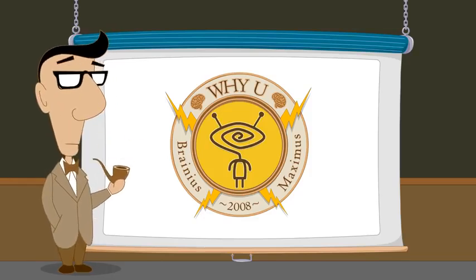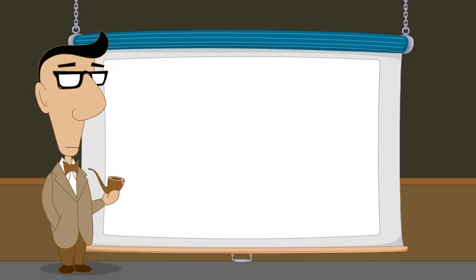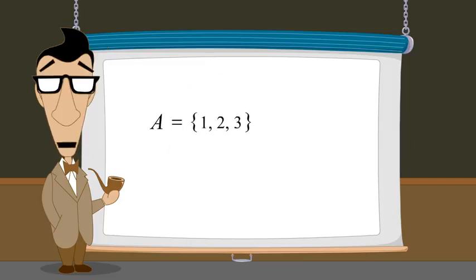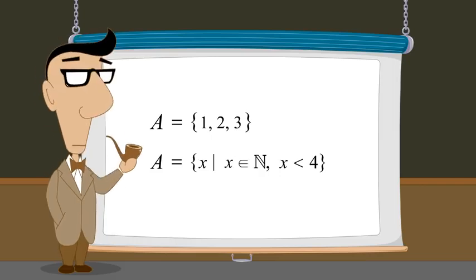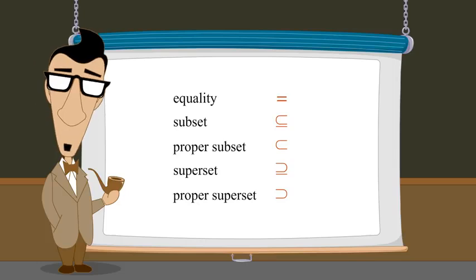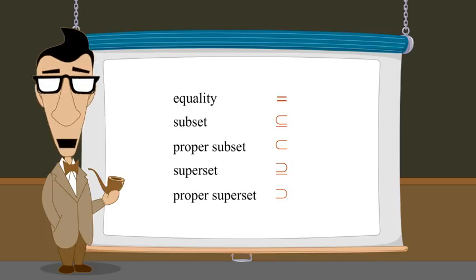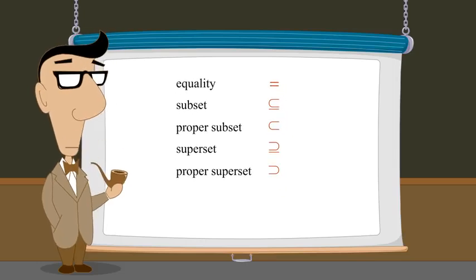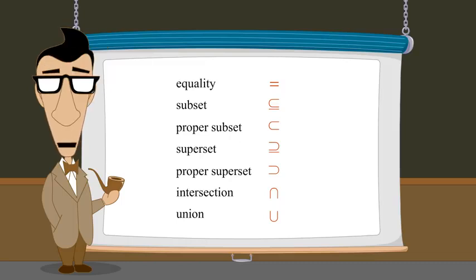So far, we have seen how to define a set either by listing its members or by using set builder notation to state the properties that every element of the set must satisfy. We also described several types of relations that can exist between sets. In this lecture, we will describe several operations which can be performed on sets such as intersections and unions, and see how these relations and operations can be visualized graphically by using what is called a Venn diagram.